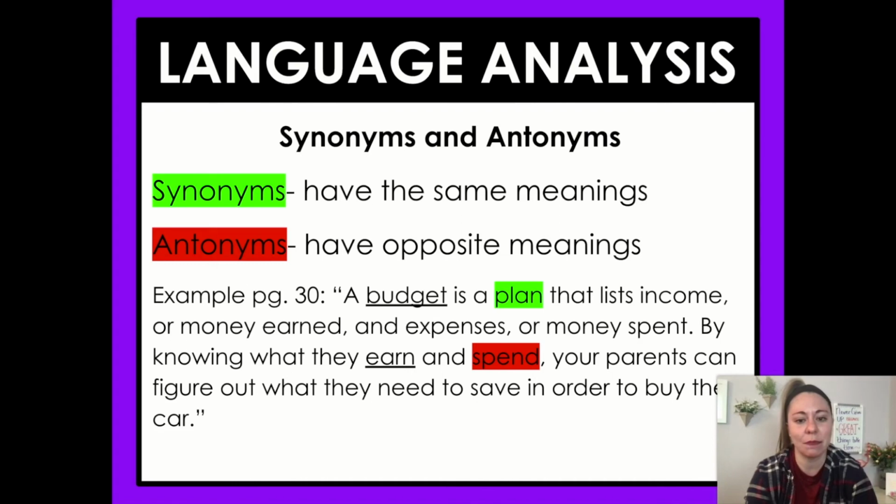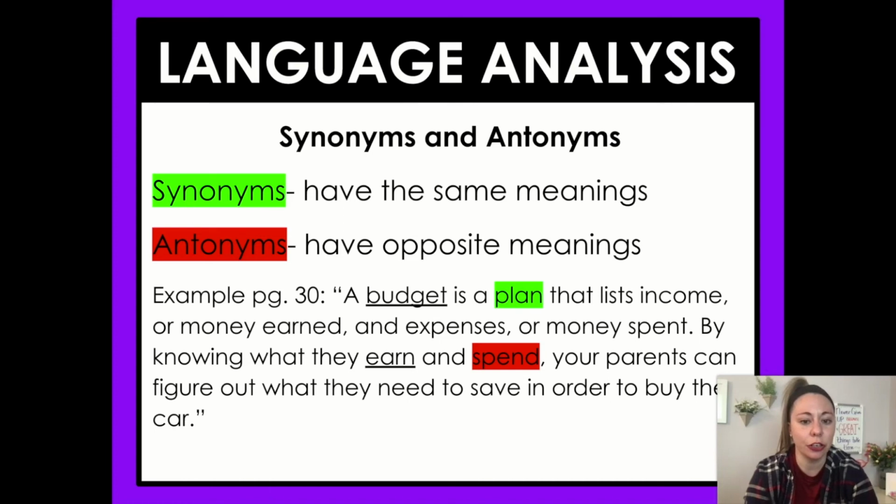On page 30, it says a budget is a plan that lists income or money earned and expenses or money spent. So let's stop right here. A plan is a synonym for the word budget because a budget is a plan. Okay, so they're giving you a synonym to help you understand what a budget is. It's a plan that lists your income, or your money earned, and expenses, or money spent.